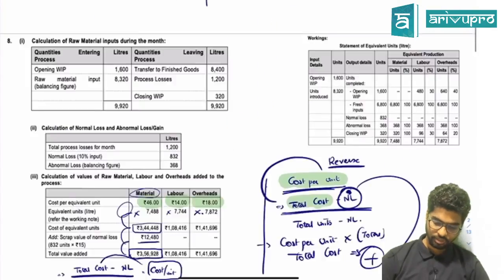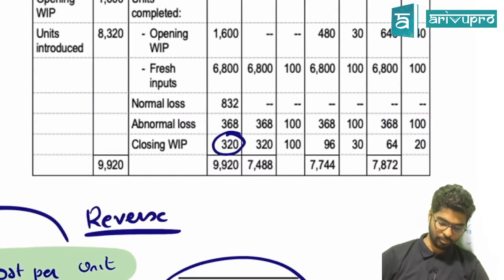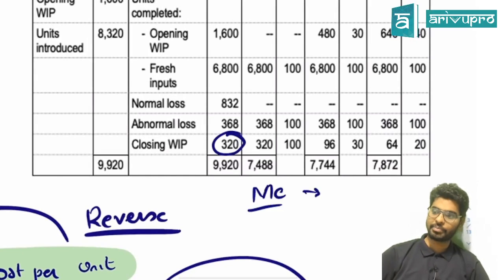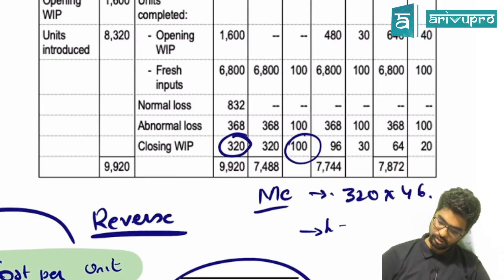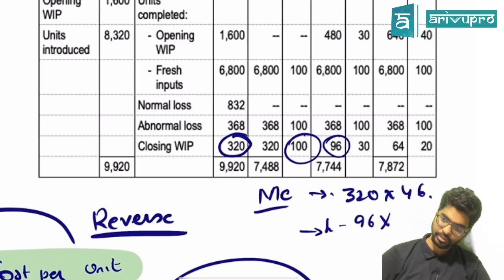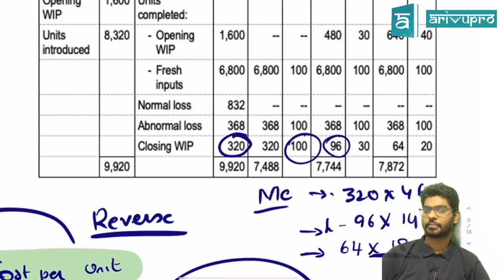That is, see here, for 320 units material cost, I will be taking the complete cost of material, which is 320 into 46. For the labor, I will be taking only 96 units at 14, and overheads I shall be taking 64 units at 18. Is everyone clear?